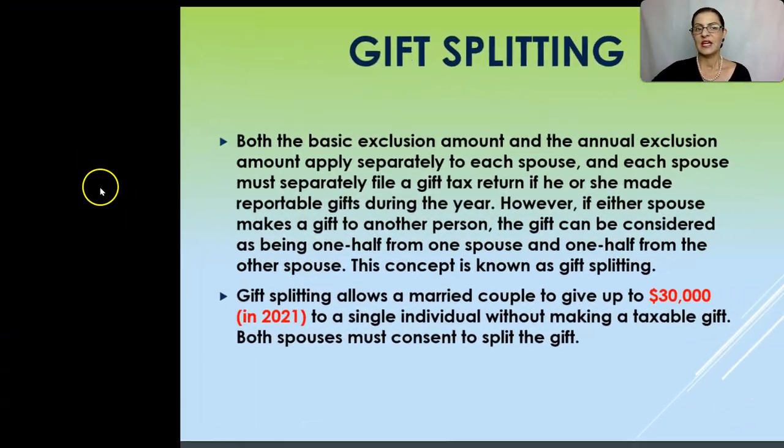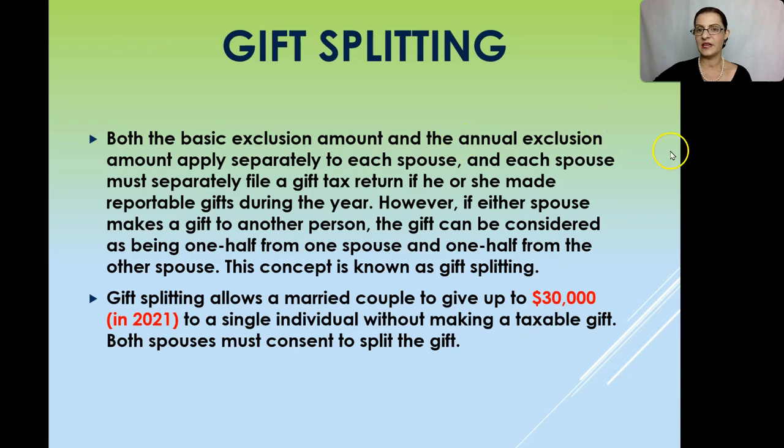Gift splitting. The basic exclusion amount and the annual exclusion amount apply separately to each spouse, and each spouse must separately file a gift tax return if he or she made reportable gifts during the year. So I would be able to give up to the annual gift exclusion amount, the annual limit, and then my husband would also be able to give up to the annual limit. That's perfectly fine. It applies separately to each spouse.